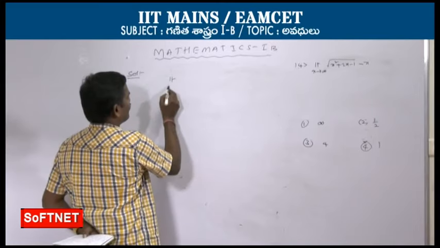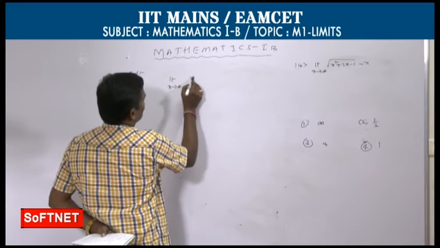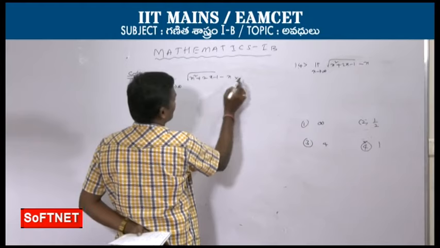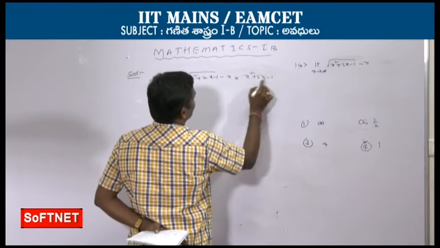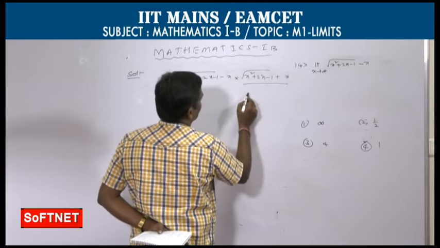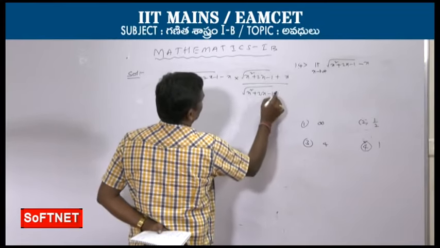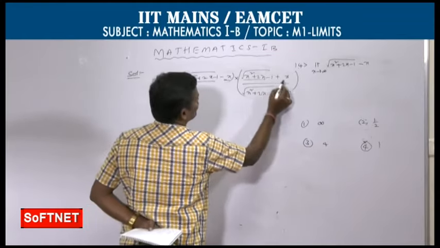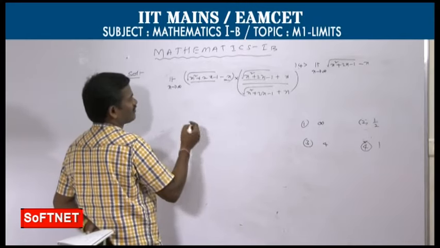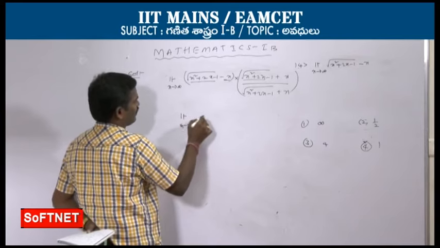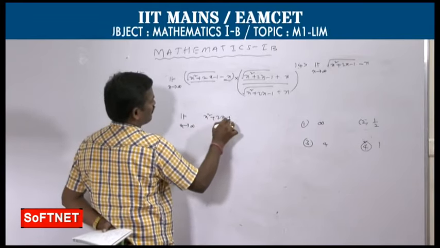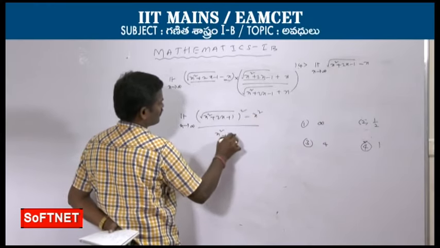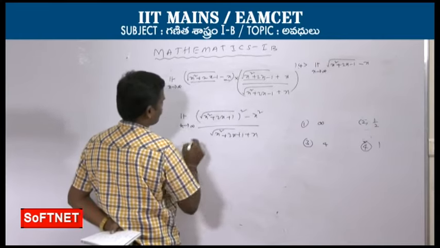So, what term do we have? Limit x tends to infinity, square root of x square plus 2x plus 1, minus x. Here we rationalize this function, multiplying by square root of x square plus 2x plus 1, plus x, over the same. The numerator is a minus b into a plus b, which is nothing but a square minus b square. So, limit x tends to infinity, a square is what? The square of the square root of x square plus 2x plus 1, minus x square, over the square root of x square plus 2x plus 1 plus x. Square root cancels.